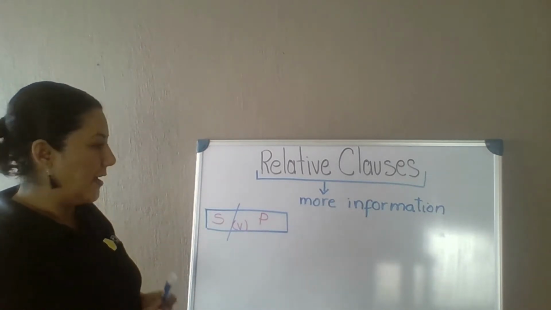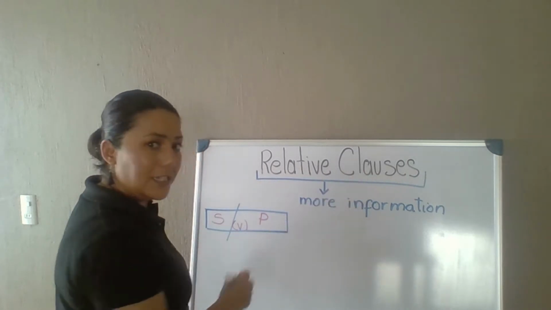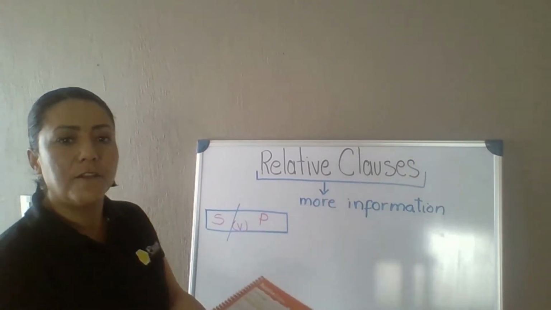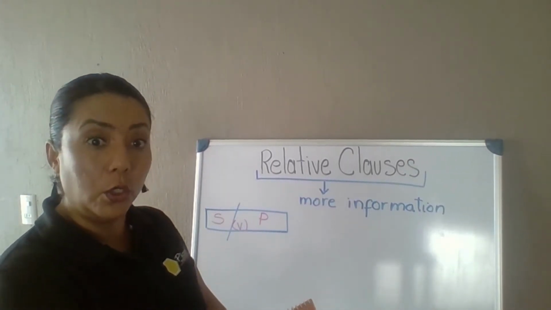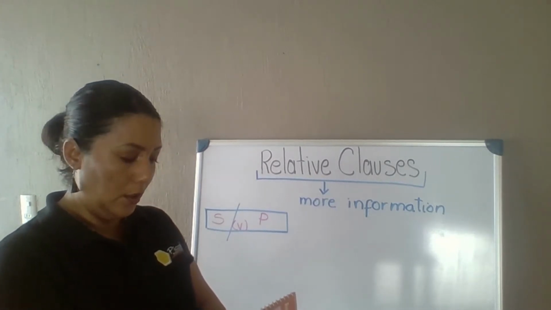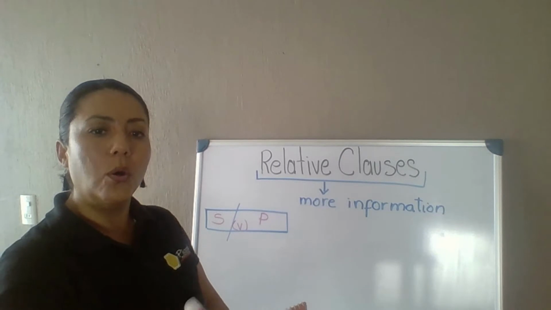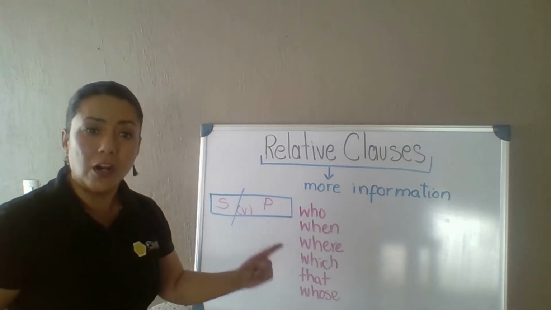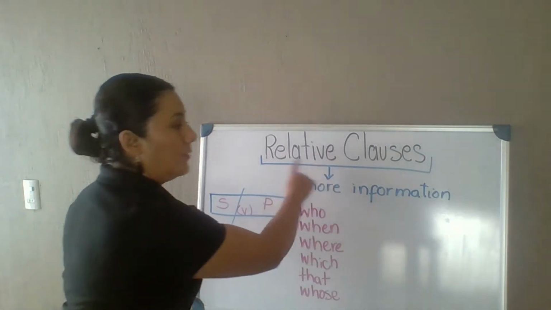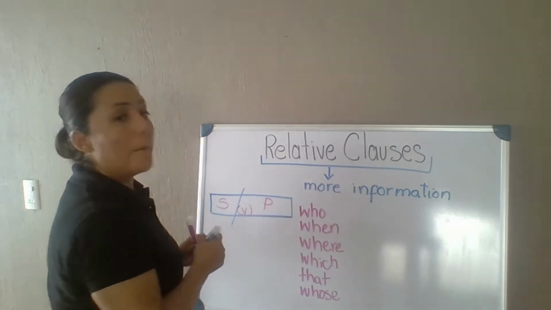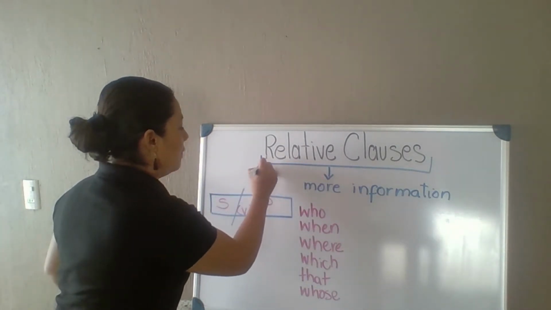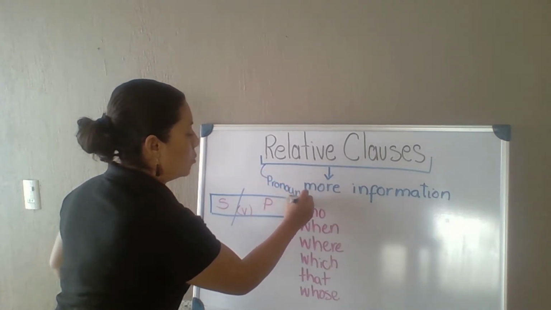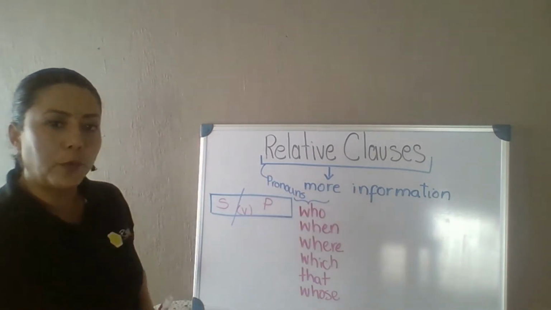And the book also says that relative clauses begin with these words that are called relative pronouns. They are who, when, where, which, that, and whose. Here they are. These words are relative pronouns, not relative clauses. Relative pronouns. I'm going to write it here. Relative pronouns.